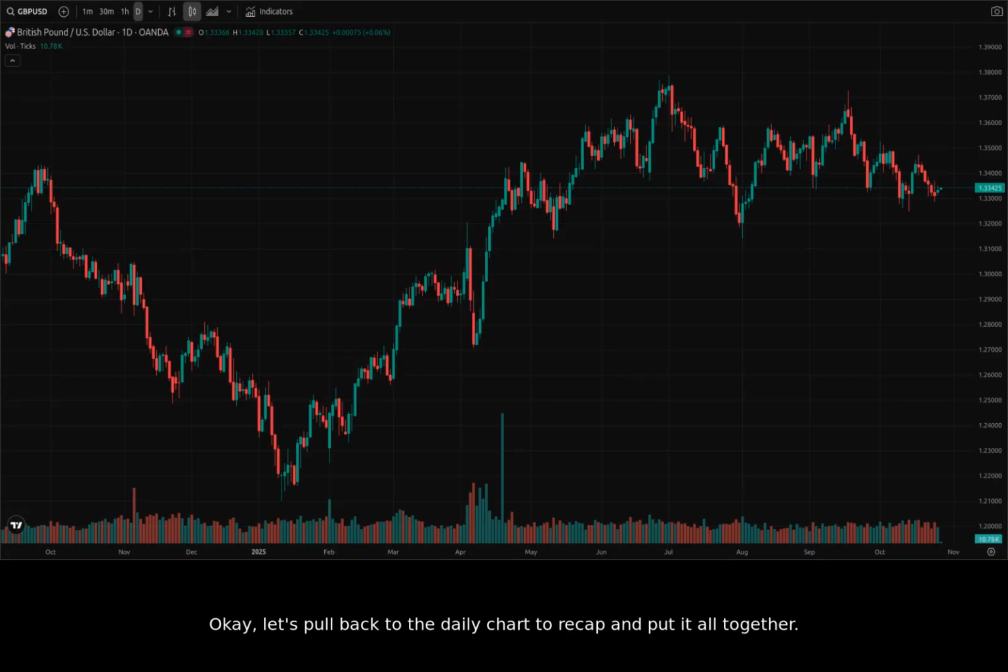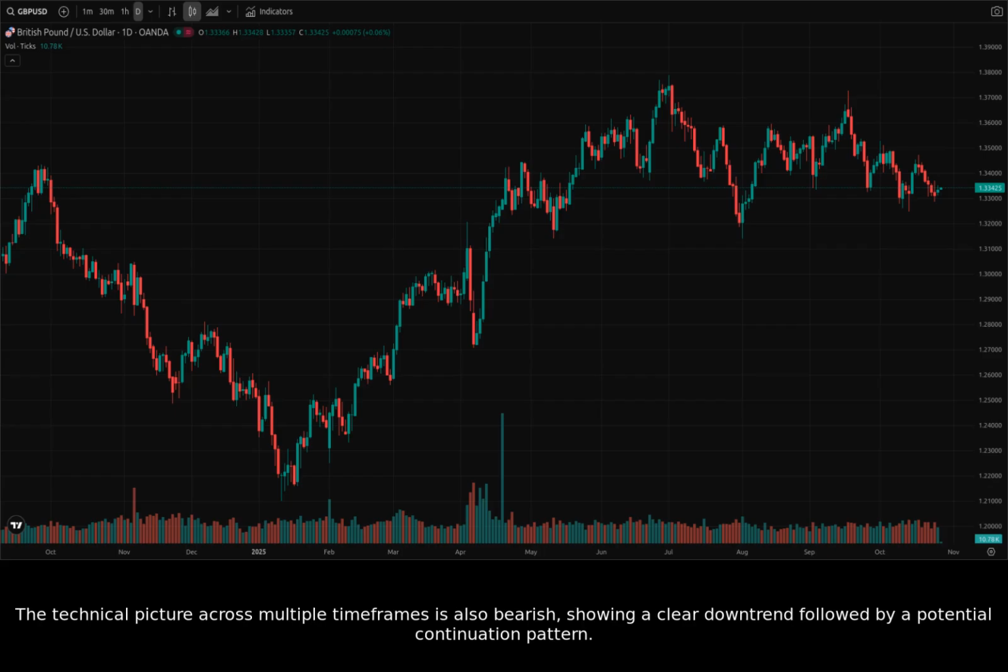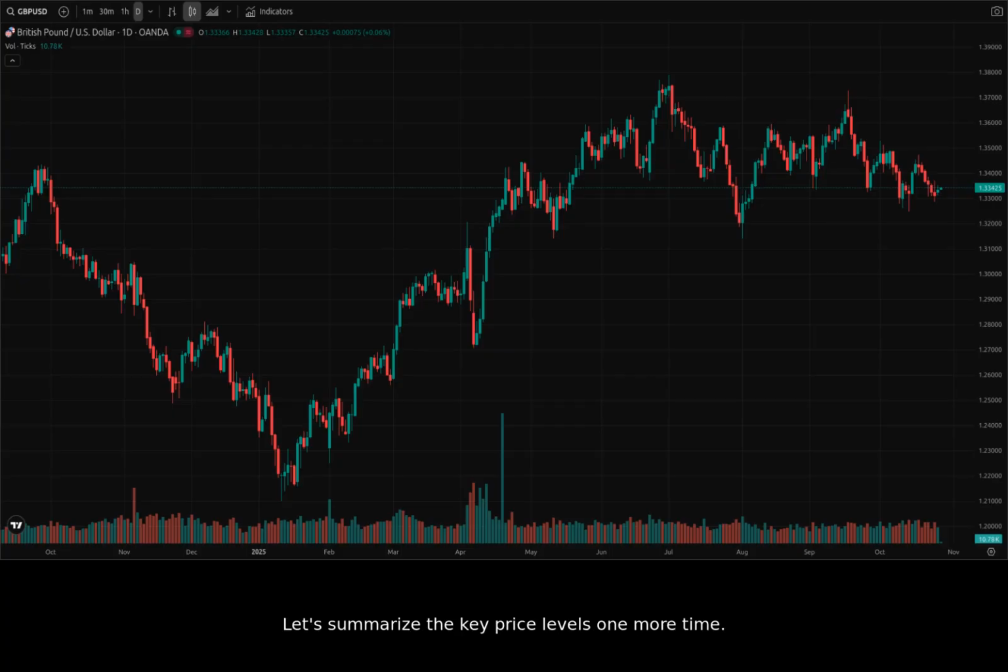Okay, let's pull back to the daily chart to recap and put it all together. The fundamental story of monetary policy divergence is strongly bearish. The technical picture across multiple timeframes is also bearish, showing a clear downtrend followed by a potential continuation pattern. Let's summarize the key price levels one more time.